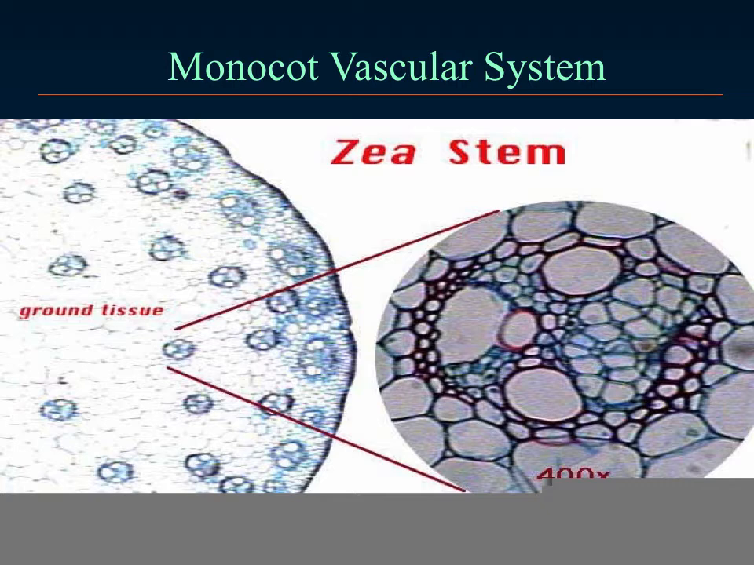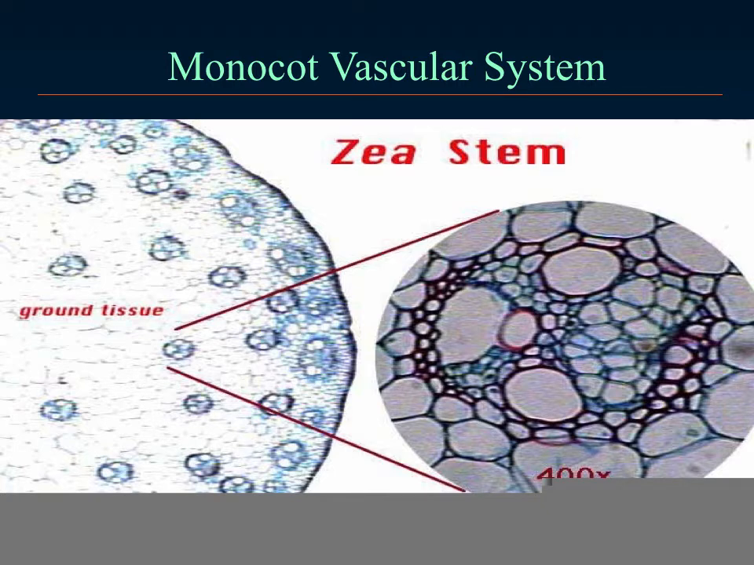So here's a cross section of a monocot stem, Zea mays in this case. You may know it as corn. And if you see the scattered bundles that have been highlighted, they've been stained with specific colors of staining material so you can see it better. But these are the vascular tissue bundles of a monocot stem.